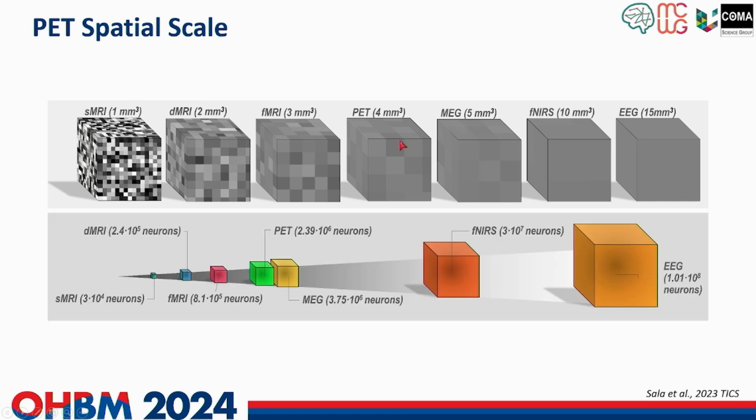In biological terms, what it means is that when we look into a voxel from a PET scan, we are imaging an average of around 2 million neurons, which is a bit more than fMRI, where in one voxel we have 800,000 neurons, but still much more, let's say, precise than MEG, fNIRS, or EEG.